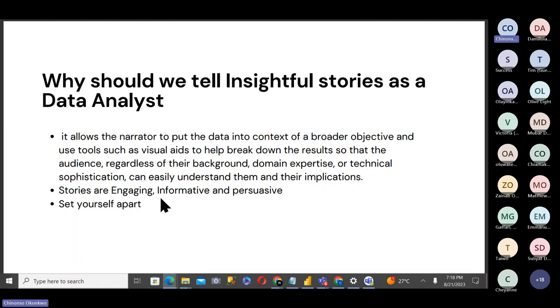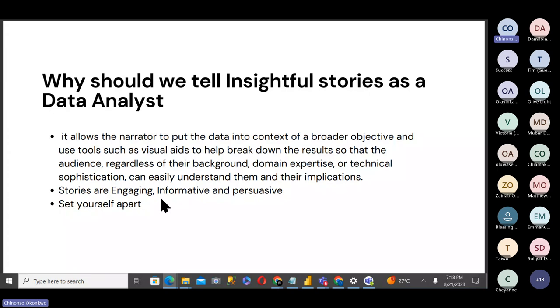Even if it's one thing that they take, that they remember, let it be. Regardless of their background, domain expertise, or technical sophistication, they can easily understand this data. They can easily understand the story and the implications, the implications if they do not adhere to your recommendations.